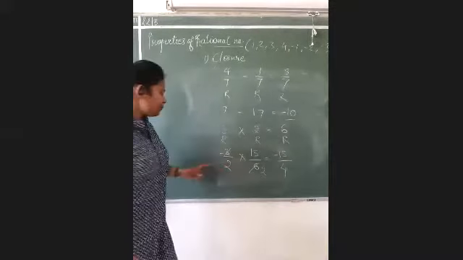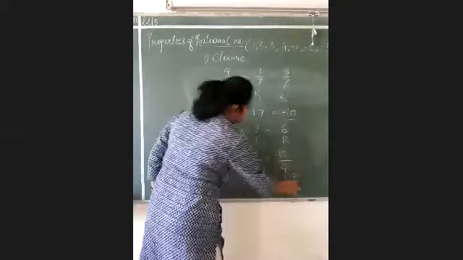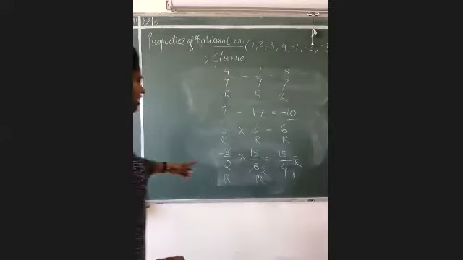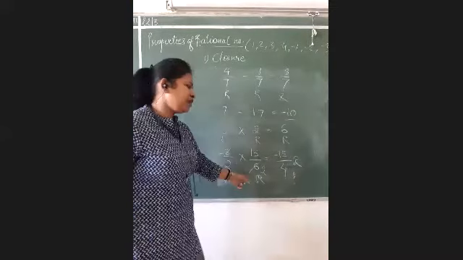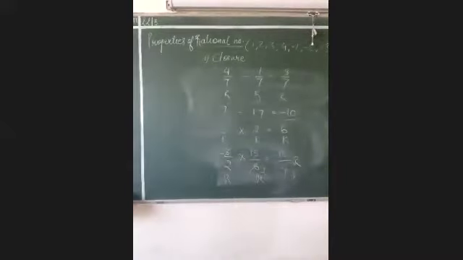Now tell me, this was a rational number, this was a rational number. Tell me the answer which you are getting, is it a rational number or not? Yes or no? Please reply. Yes, ma'am. So here you have seen that when you are multiplying two rational numbers, the answer which you are getting is again a rational number. It means we have just proved that rational numbers are closed under addition, under subtraction, and under multiplication also.